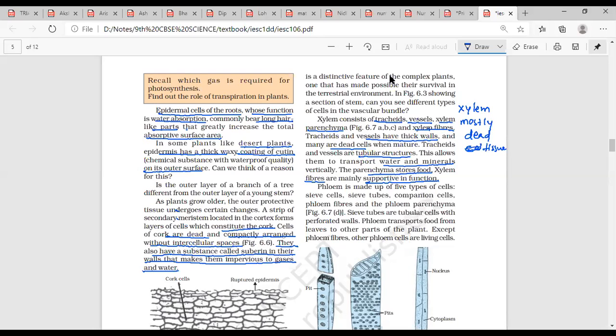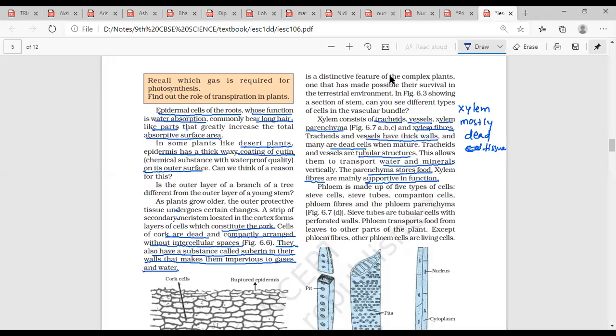Are these points clear? All these points of xylem, are they clear or not? Yes, ma'am. So what are the points I told right now? Xylem consists of tracheids, vessels, xylem parenchyma, and xylem fibers. Tracheids and vessels have thick walls and are dead cells. They're basically tubular structures which allow transport of water and minerals from the root of the plant to the upper parts of the plant.